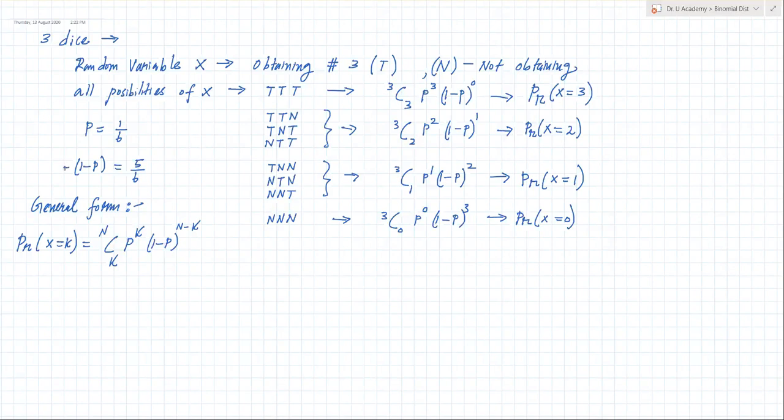I can't hear you. Minus 1 minus P, is that the non-occurring probability? What do you mean by non-occurring probability? Like you mean 1 minus P? Yeah. That's what I said. Yeah. Non-obtaining. Okay. So 1 minus P and there is Q here.